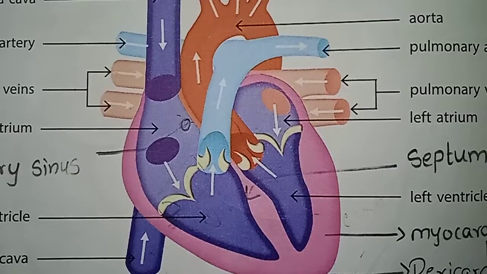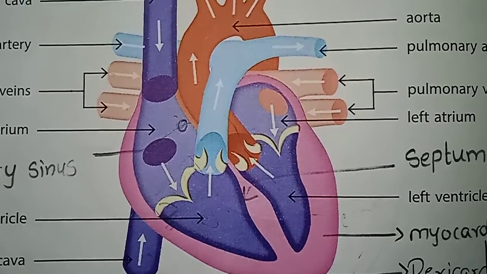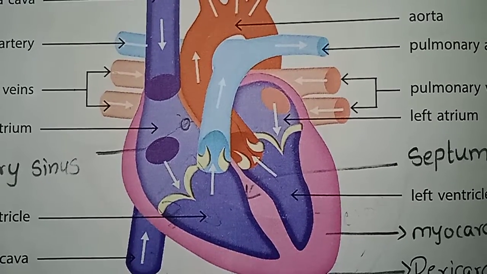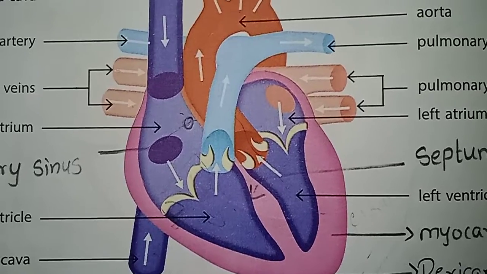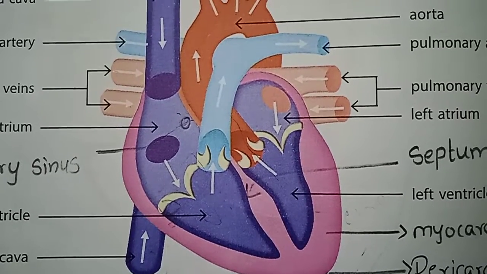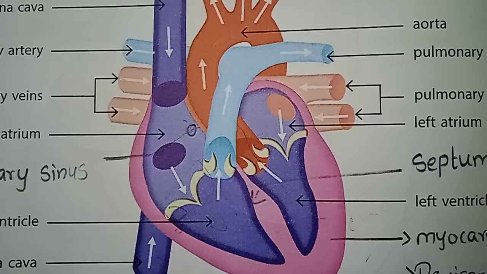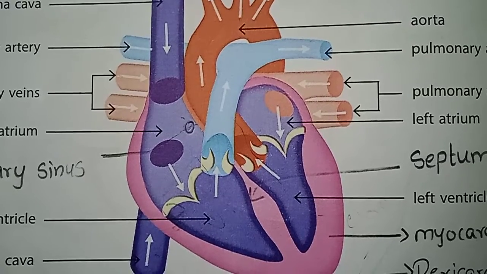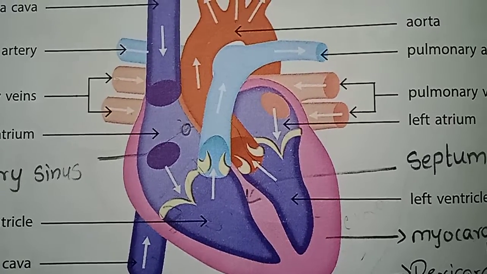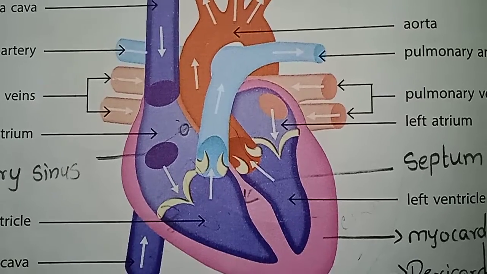Now we are going to learn a topic, the cardiac cycle. Till now we discussed heart anatomy. Now we are going to learn this topic, the cardiac cycle. So what is the cardiac cycle? One contraction and one relaxation of the atria and ventricles is known as the cardiac cycle.